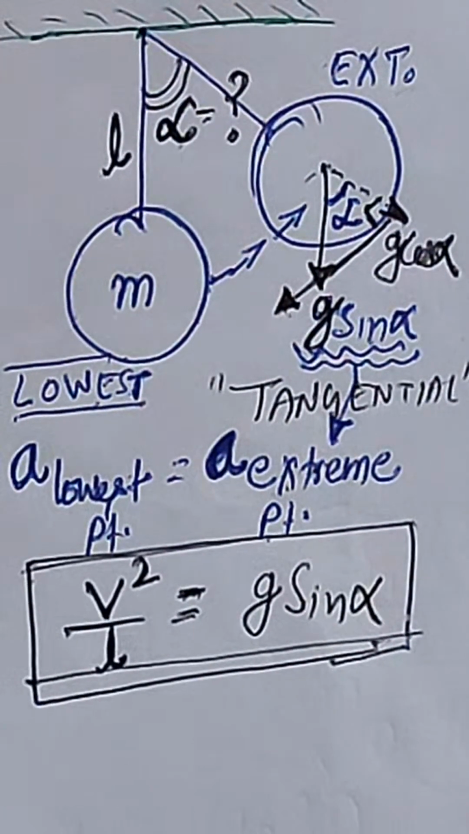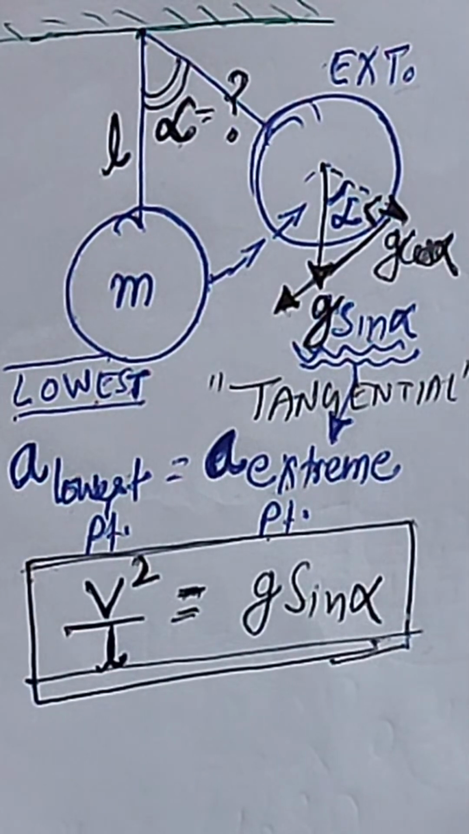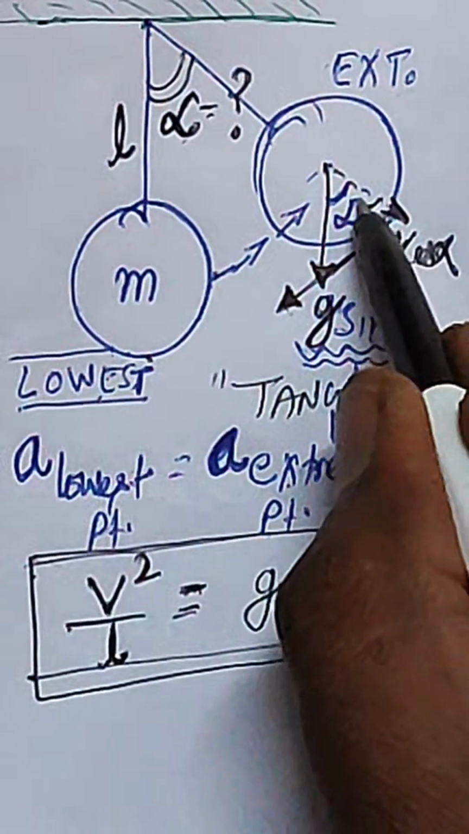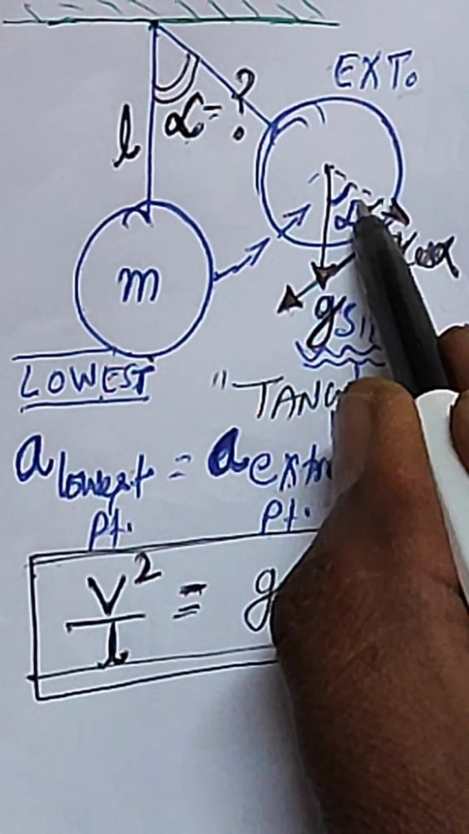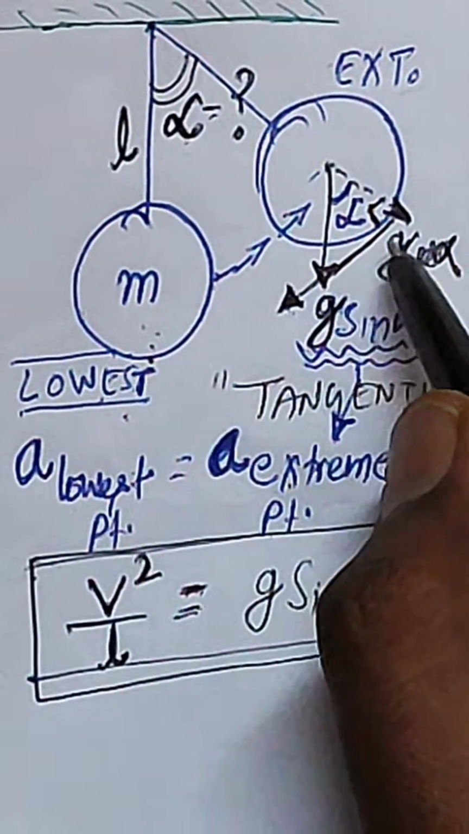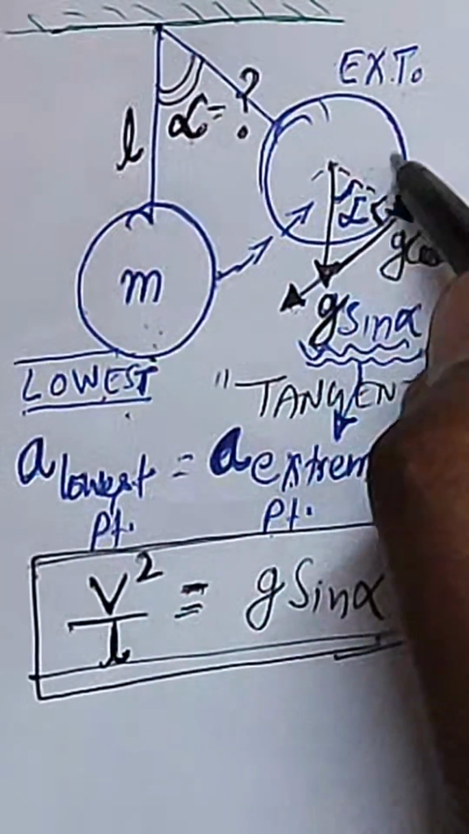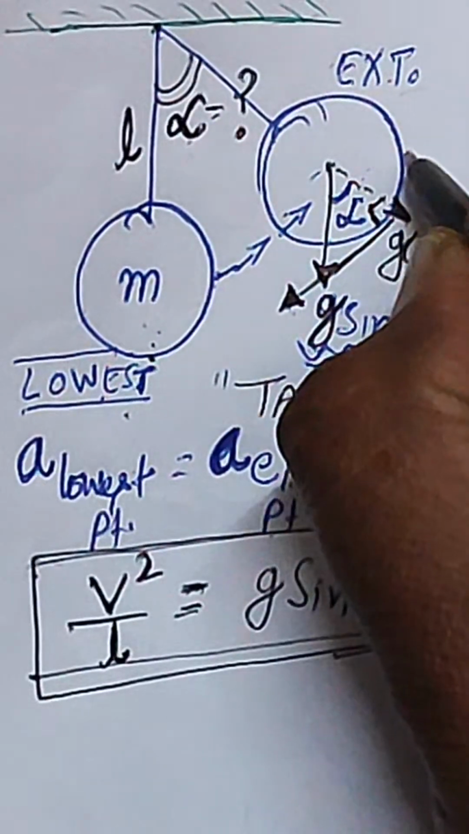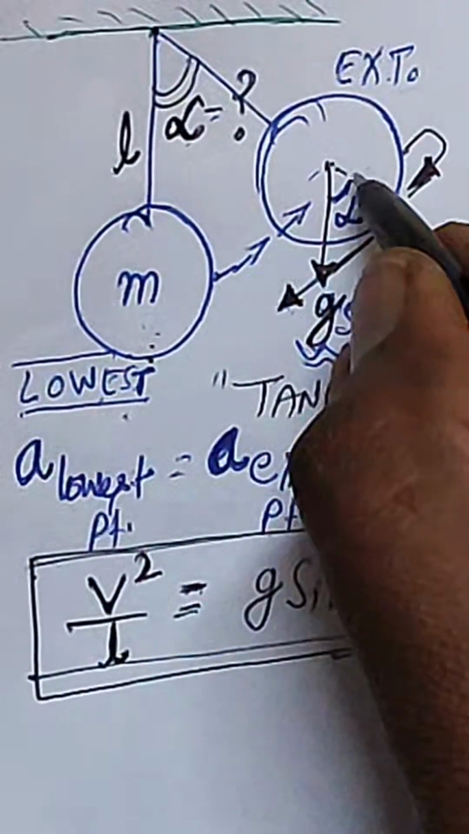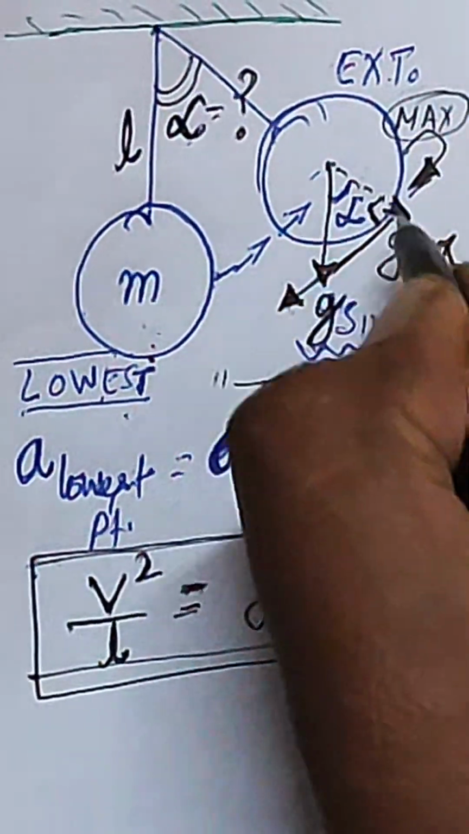Now apply the conservation of energy. By the application of conservation of energy, half mv square will be the kinetic energy at the lowest point, and the energy at the extreme point will be the potential energy. The energy when the ball is at the lowest point will be equal to the energy at the extreme point, the maximum position. Beyond this, the ball cannot move. From here, it is just taking a U-turn. So it will not go beyond this. This is the maximum point.